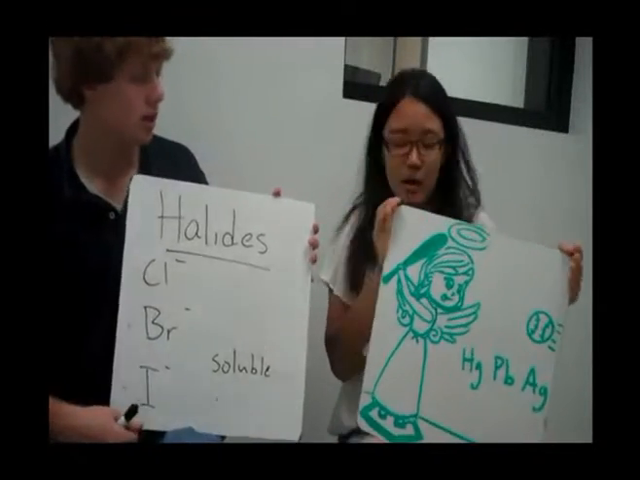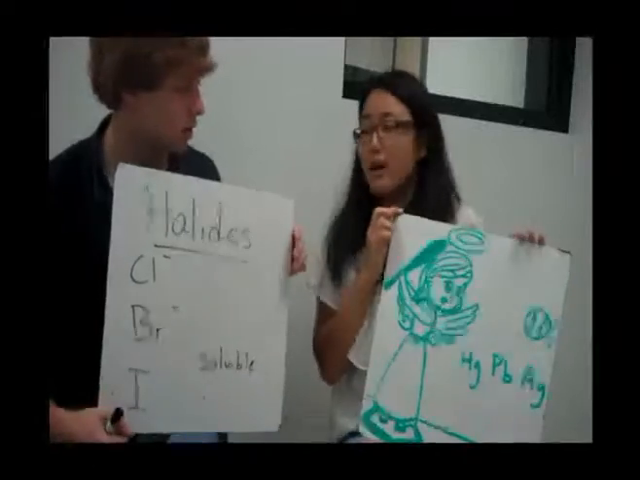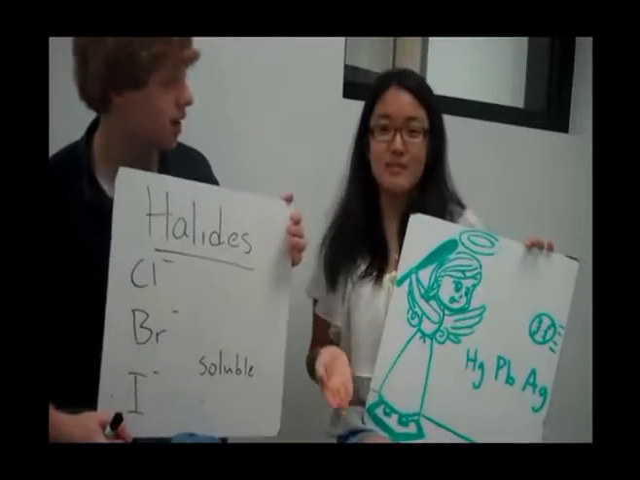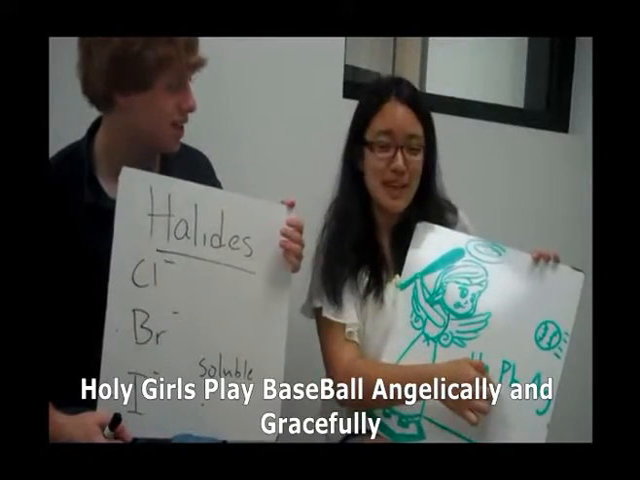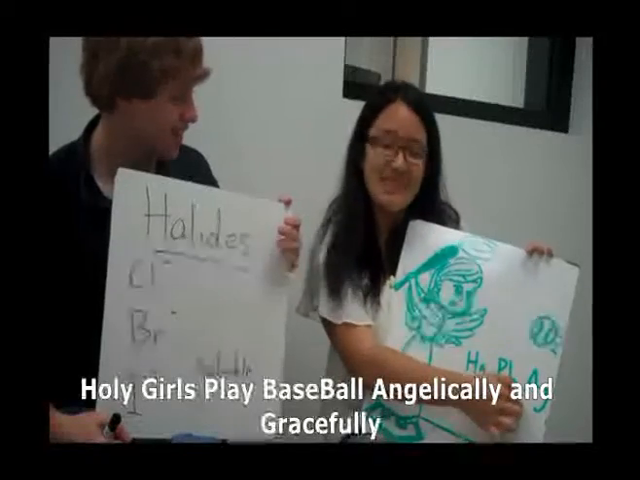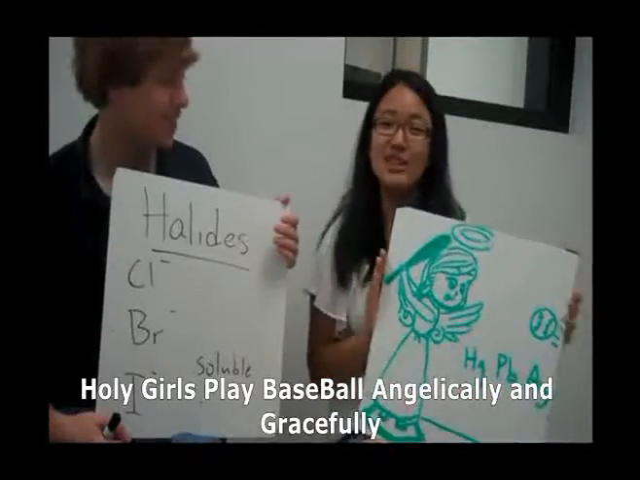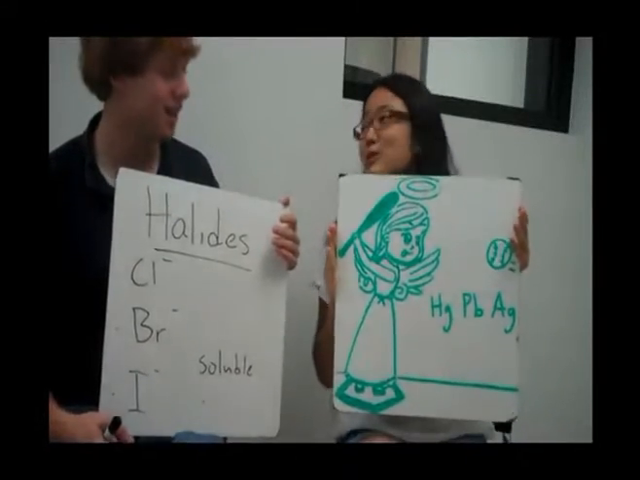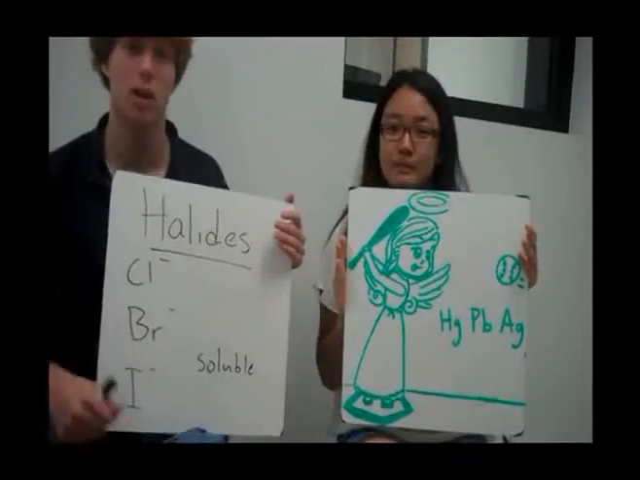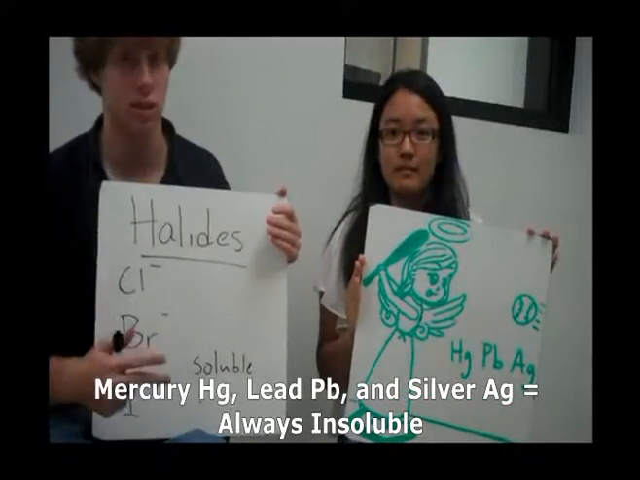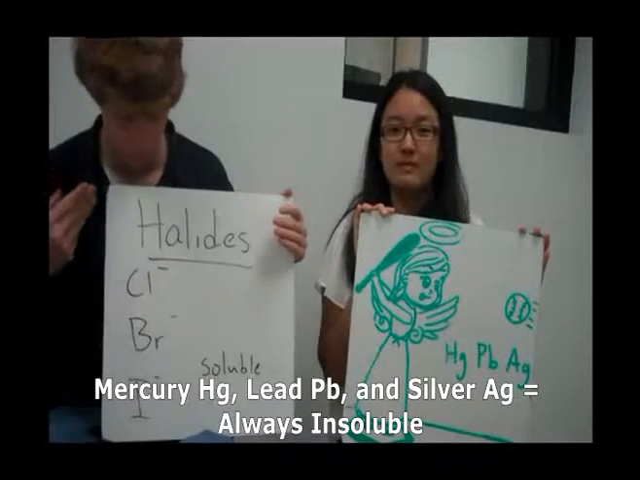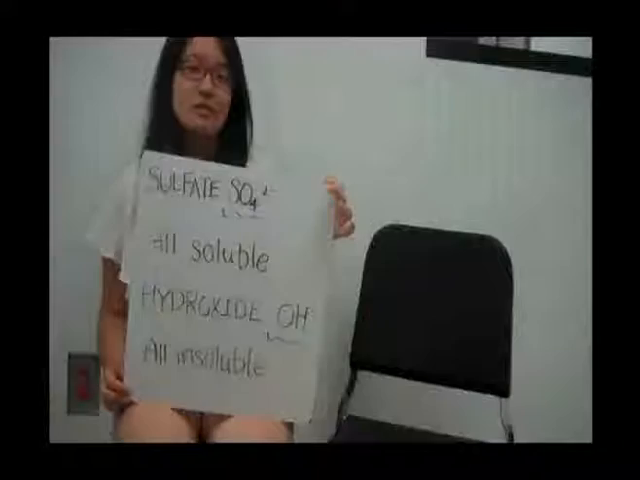Oh, I see. Yeah, so what is this you drew here? I've created a mnemonic device. Holy girls play baseball angelically and gracefully. So look at this picture. That is perfect. I know, you'll remember it so well. Remember, mercury, lead, and silver are going to form solids when paired with any of the halogens.